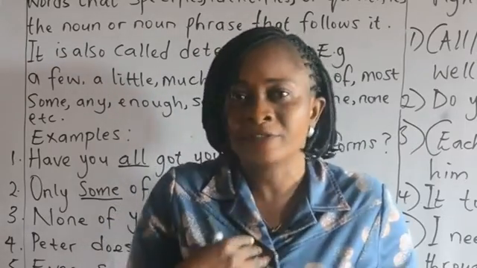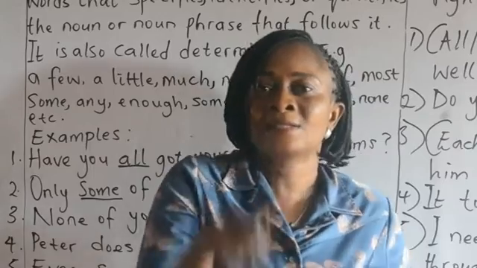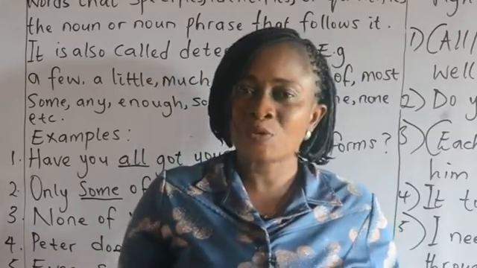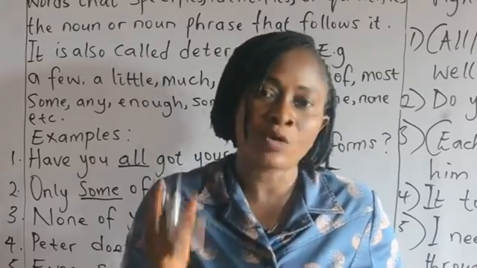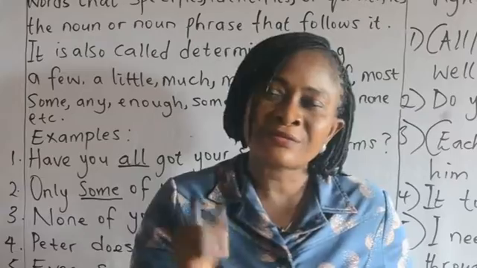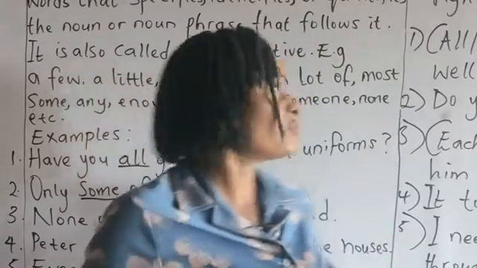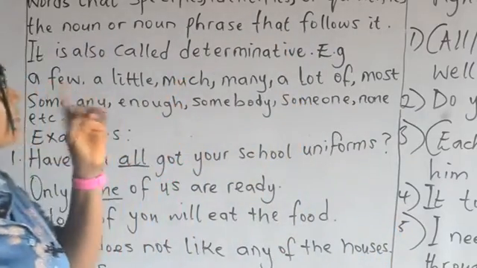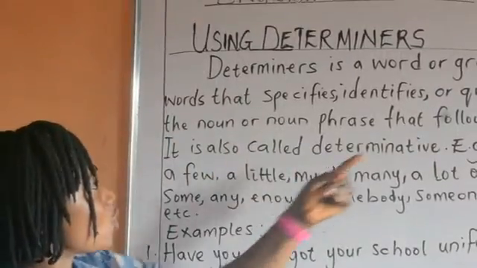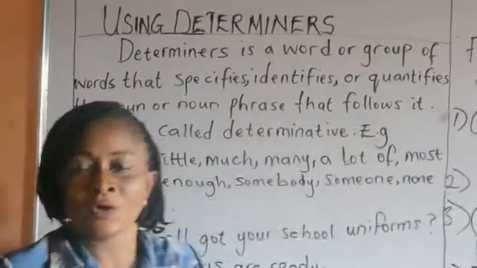I'm the owner of this bag. Your, that is your chair. So we are talking of possession. That is possessive determinants and pronoun determinants. The next is the quantifiers. For my explanation of the definition of determinants, I said it also quantifies.